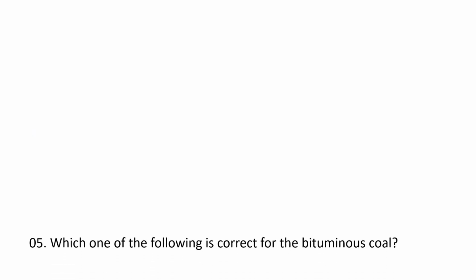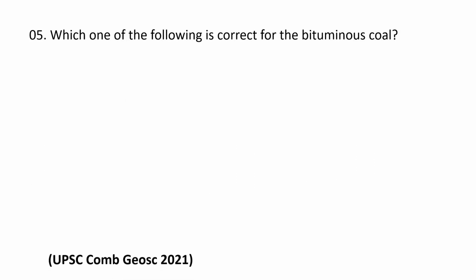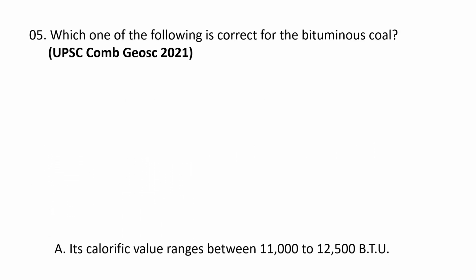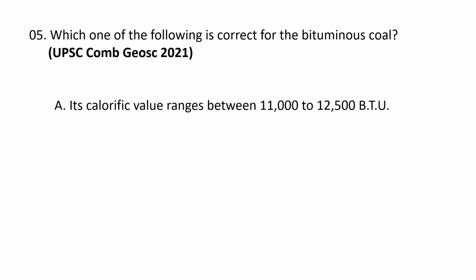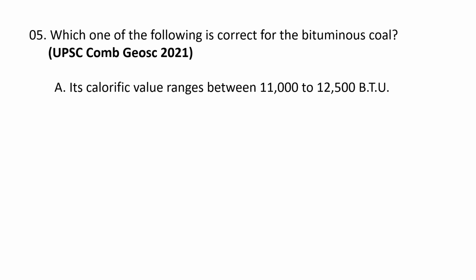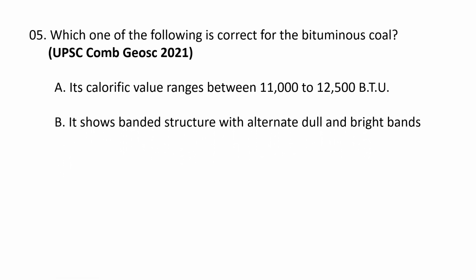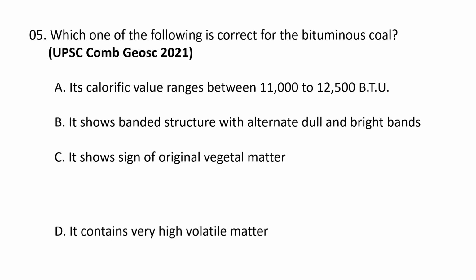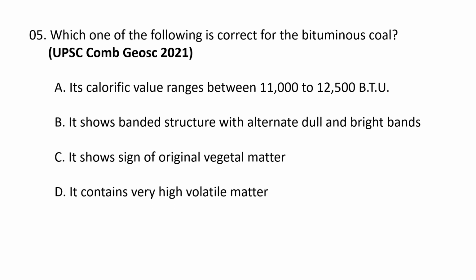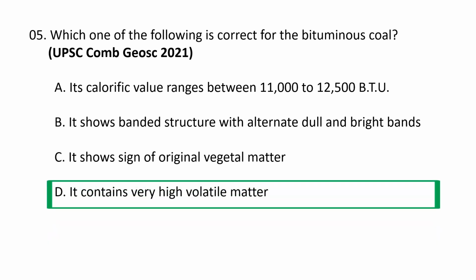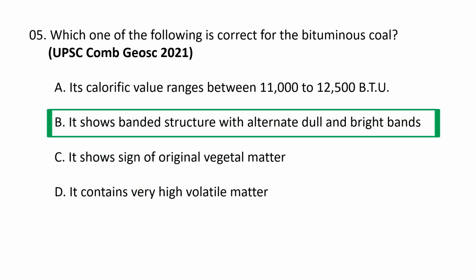Next question. Which one of the following is correct for the bituminous coal? A. Its calorific value ranges between 11,000 to 12,500 BTU. And B. It shows banded structure with alternate dull and bright bands. And C. It shows a sign of original vegetal matter. And D. It contains very high volatile matter. The correct statement for the bituminous coal is it shows banded structure with alternate dull and bright bands.